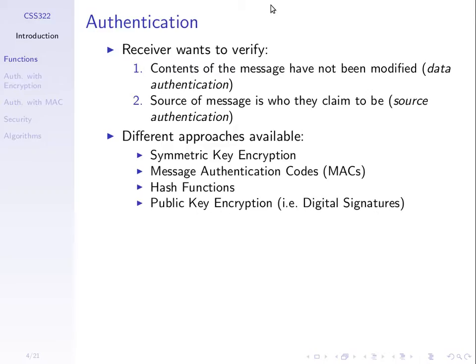So generally, authentication. The receiver wants to verify that what they receive is authentic. What does that mean? We often break it into two parts. We want to make sure that the message has not been modified. Someone sends us a message, the one I received, I want to make sure that no one's modified it along the way. So data authentication. Authenticate the data in the message.